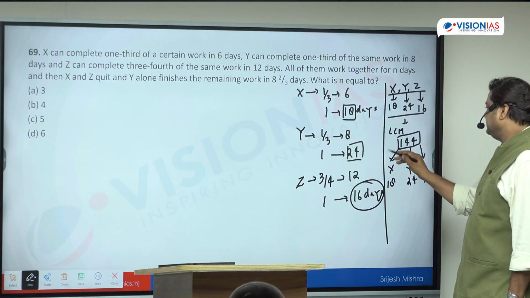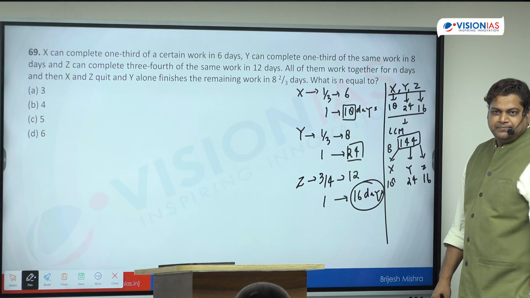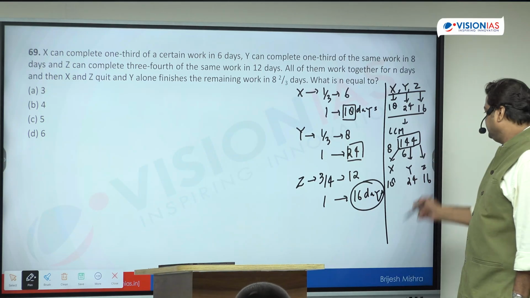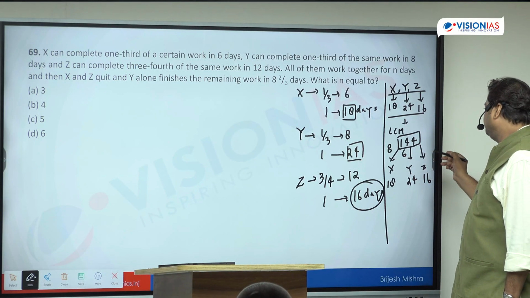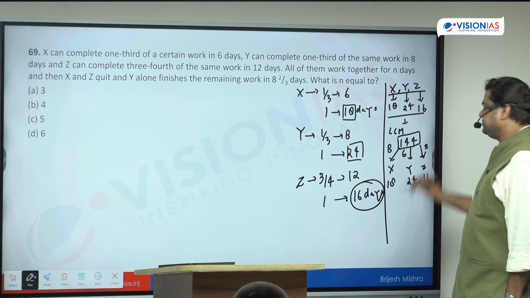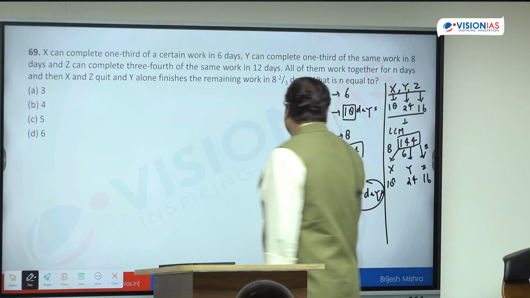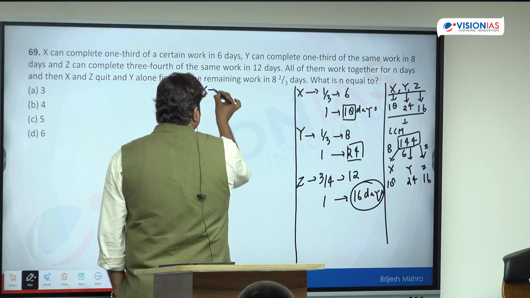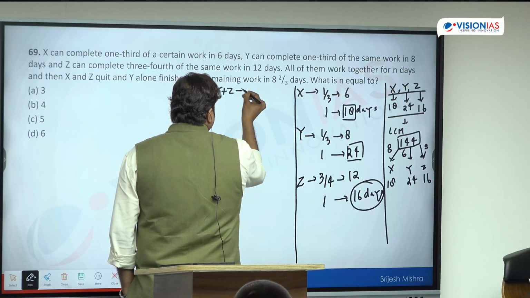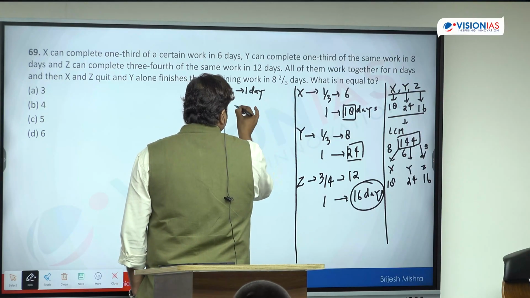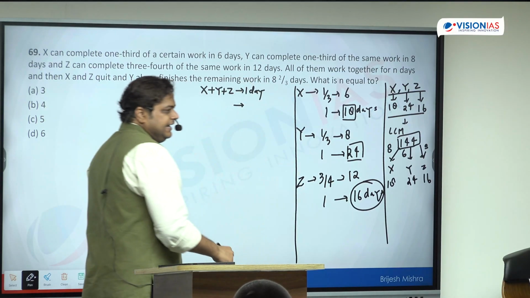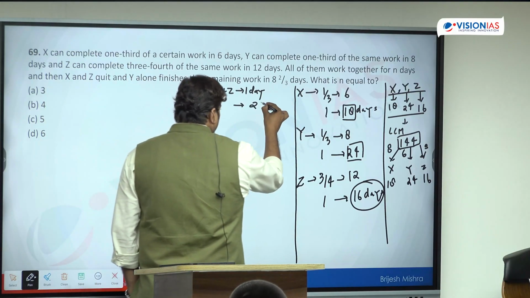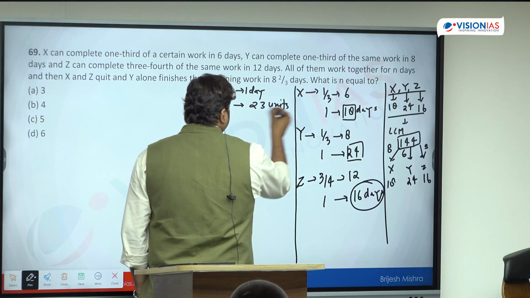So this is 8 units per day. This is 6 units per day. Z is taking how many units? 9 units per day. Correct? So if all the three are working together, in one day, how many units are they going to complete? 8 plus 6, 14 plus 9, 23. 23 units they are going to complete. Done?